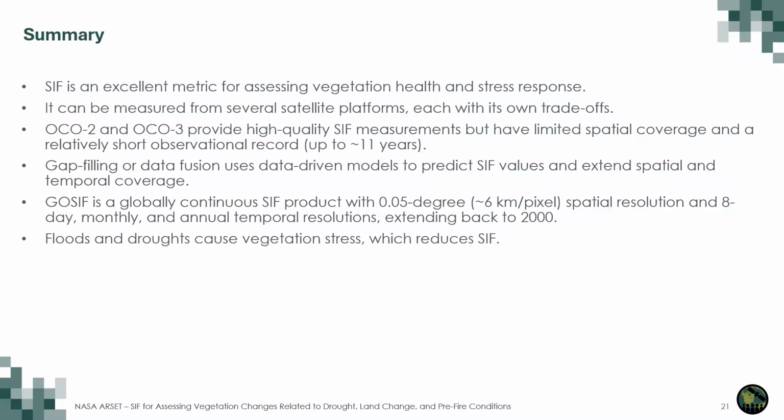GoSIF is a gap-filled SIF product. It's a globally continuous SIF product with 0.05 degree spatial resolution, that's about a 6 kilometer spatial resolution, and an 8-day, monthly, and annual temporal resolution, extending back to the year 2000. And finally, floods and droughts cause vegetation stress, which reduces SIF.